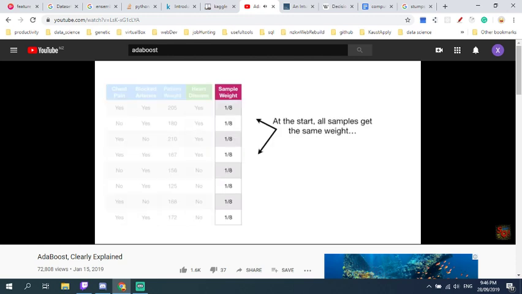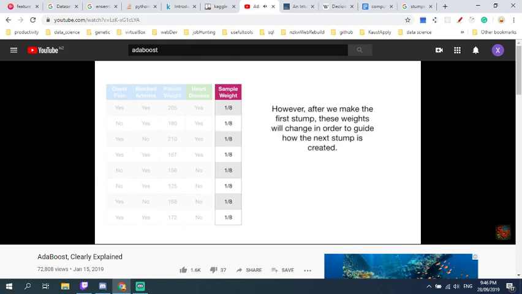At the start, all samples get the same weight: 1 divided by the total number of samples. In this case, that's 1 divided by 8. And that makes the samples all equally important. However, after we make the first stump, these weights will change in order to guide how the next stump is created. In other words, we'll talk more about the sample weights later.